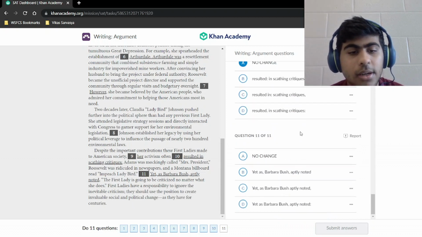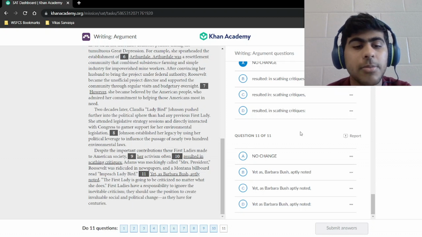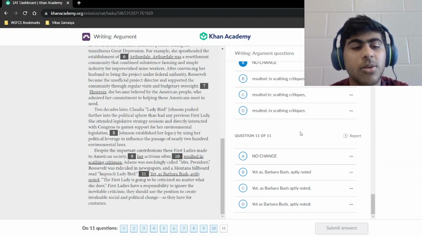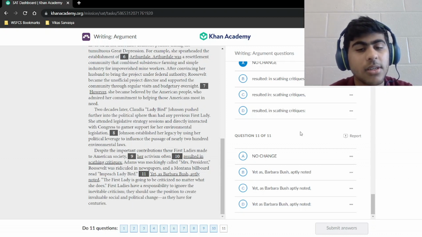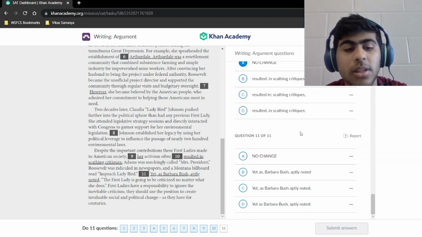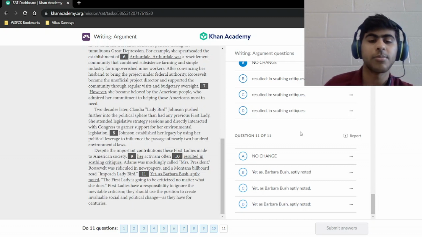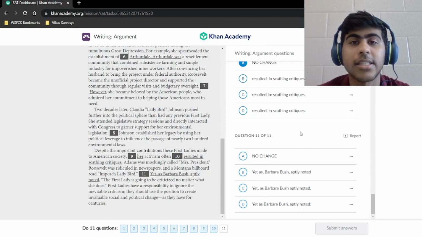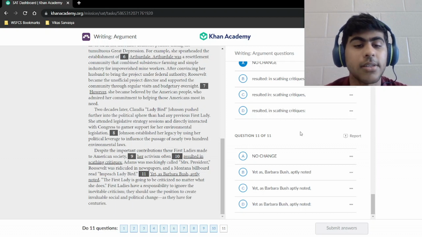And we have here, Adams was mockingly called Mrs. President. Roosevelt was ridiculed in newspapers, and the Montana billboard read "Impeach Lady Bird." Yet, as Barbara Bush, comma, aptly noted, the First Lady is going to be criticized no matter what she does. First Ladies have a responsibility to ignore the inevitable criticism. They should use the position to create invaluable social and political change, as they have for centuries.